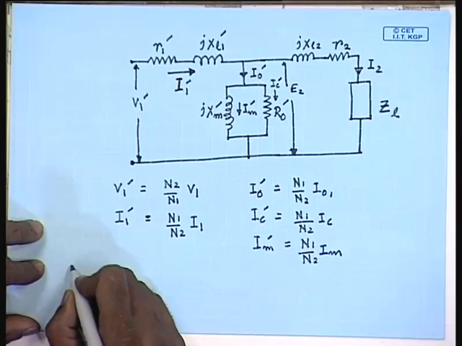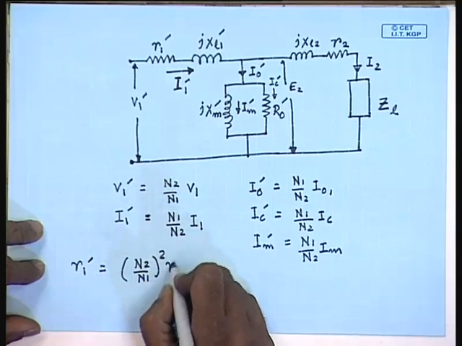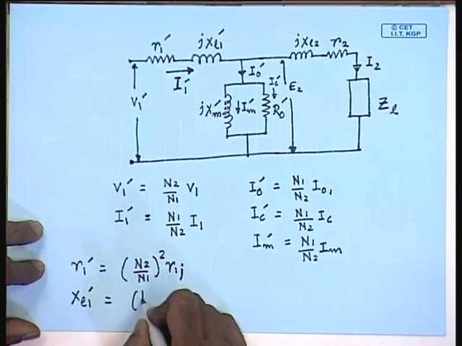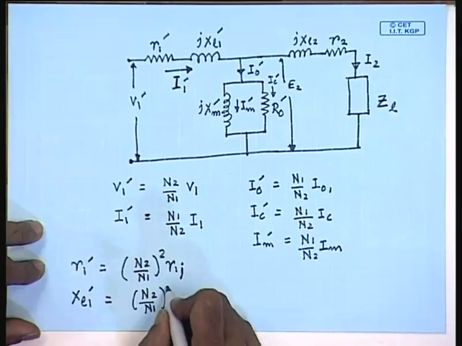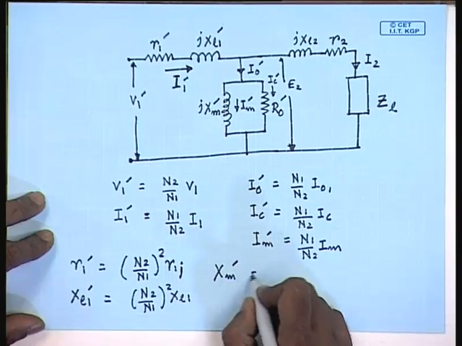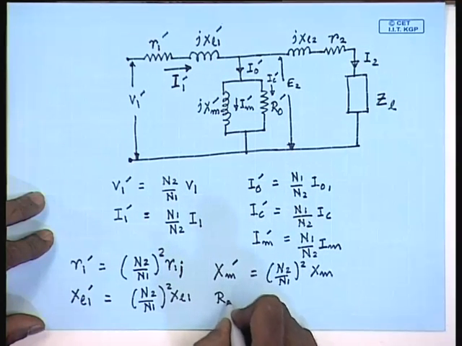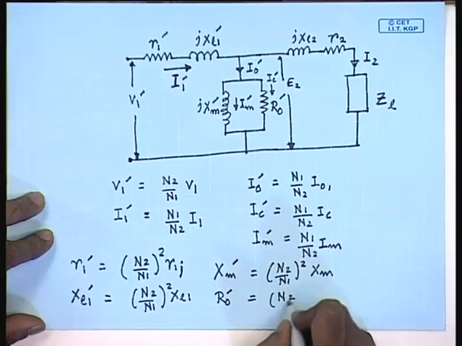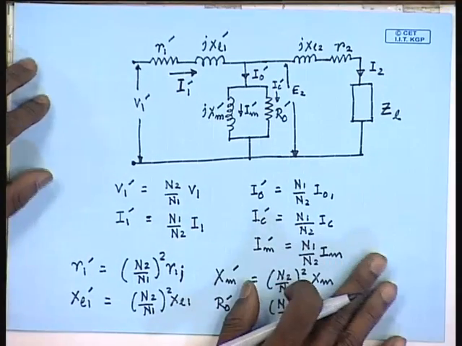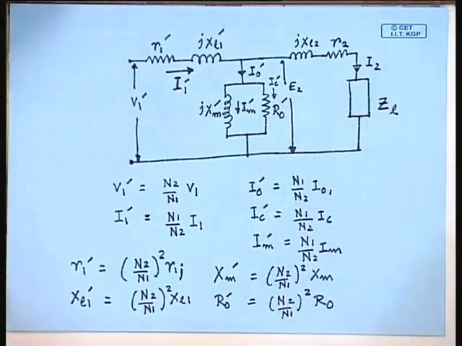The parameters are R1 dash equal to N2 by N1 square into R1, XL1 dash equal to N2 by N1 square into XL1, Xm dash equal to N2 by N1 square Xm, and R0 dashed equal to N2 by N1 square into R0. So, this is the equivalent circuit of a practical single phase transformer referred to the secondary or the load side.